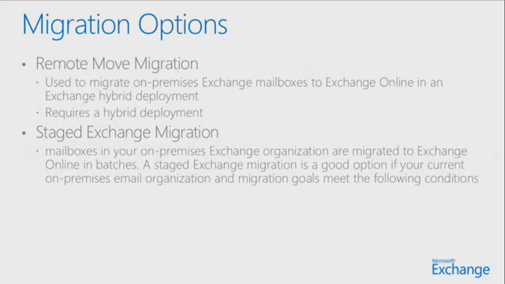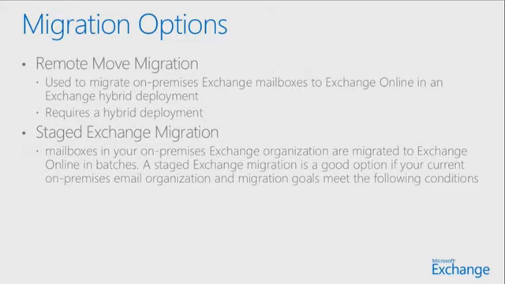So migration options, we have a couple. Remote move migration. This is new. Used to migrate on-premise Exchange mailboxes to Exchange Online in an Exchange hybrid deployment. So this, of course, requires a hybrid deployment. A staged Exchange migration. This has been around. Mailboxes in your on-premise Exchange organization are migrated to Exchange Online in batches.